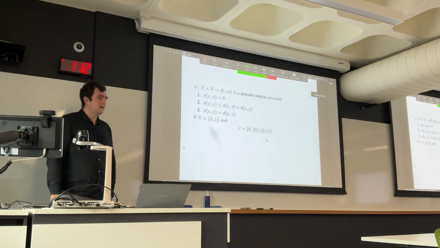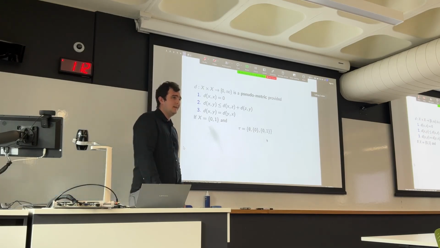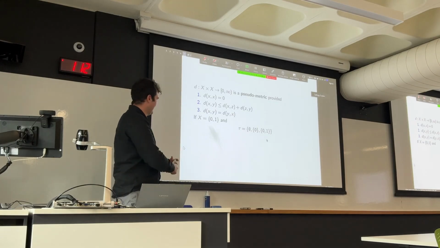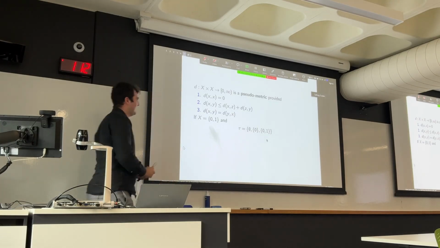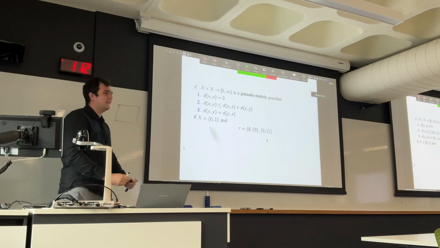What do you mean by T3? T3, you can separate a point and a closed set. Maybe you want to draw a picture? Want to draw the picture? There's a marker. So the problem is that a singleton isn't necessarily closed. Yes.